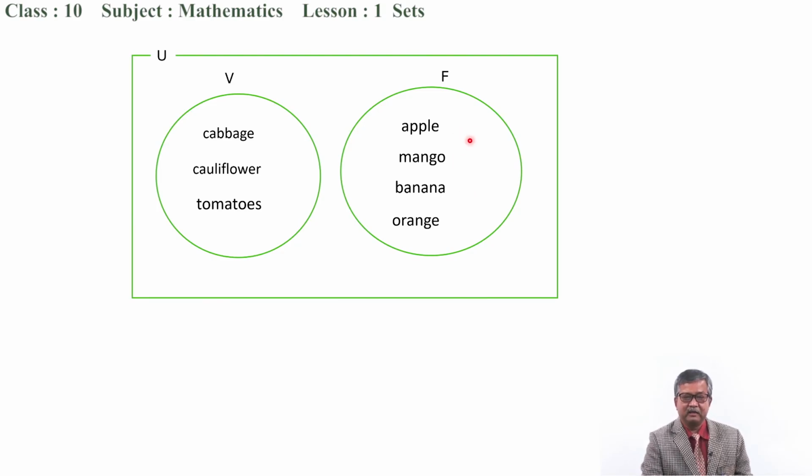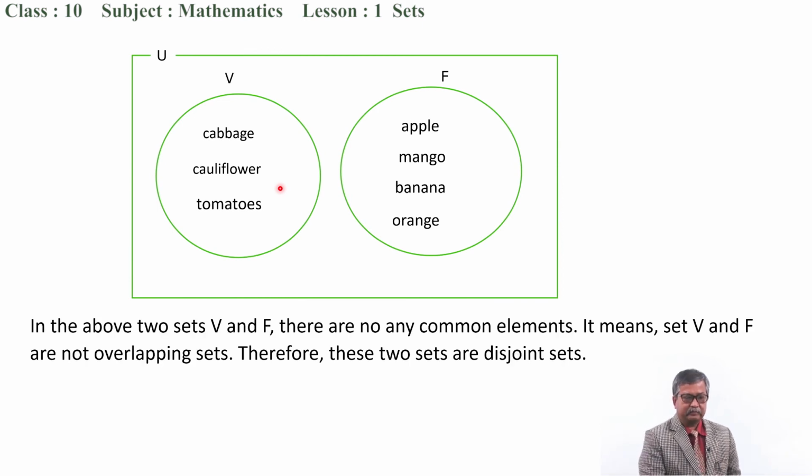That's why the set of the fruits is denoted by the next circle, and it is denoted by F, and the elements contained in that set are apple, mango, banana and oranges. So in the Venn diagram, the set is shown by a circle, or we can use the oval shape also.